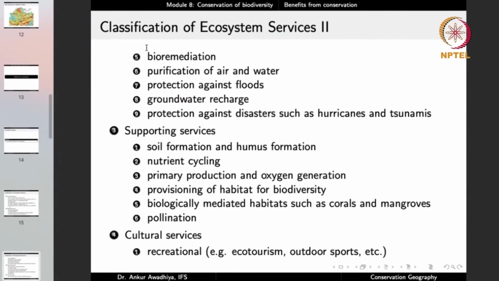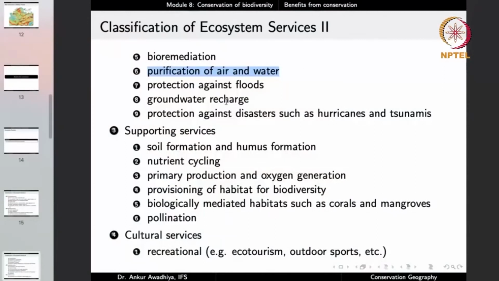So we have bioremediation. Then the plants also purify air and water, especially when you talk about the plants in those areas where we have lots of dust storms. So the leaves of the plants act as barriers, they reduce the wind speed and they make dust fall. And so they reduce the amount of dust that is there in the vicinity. This is another regulating service. They provide protection against floods.